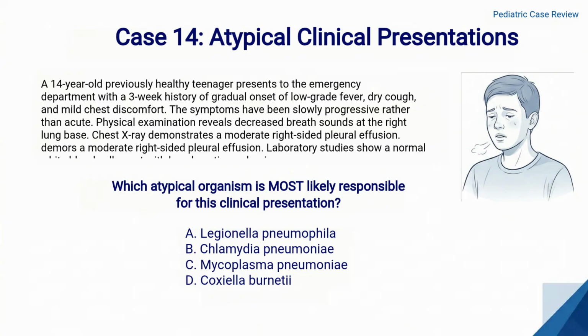The symptoms have been slowly progressive rather than acute. Physical examination reveals decreased breath sounds at the right lung base. Chest X-ray demonstrates a moderate right-sided pleural effusion. Laboratory studies show a normal white blood cell count with lymphocytic predominance. Which atypical organism is most likely responsible for this clinical presentation?